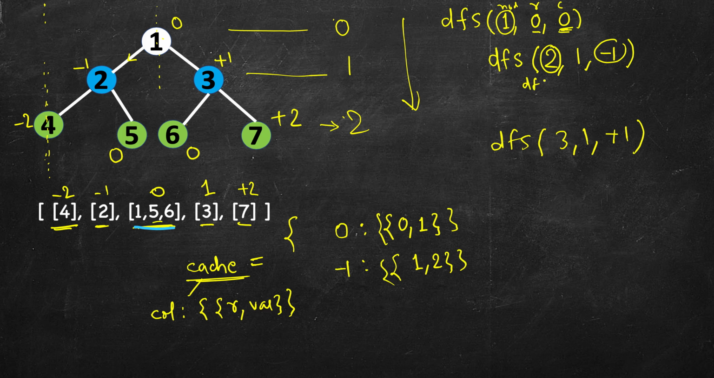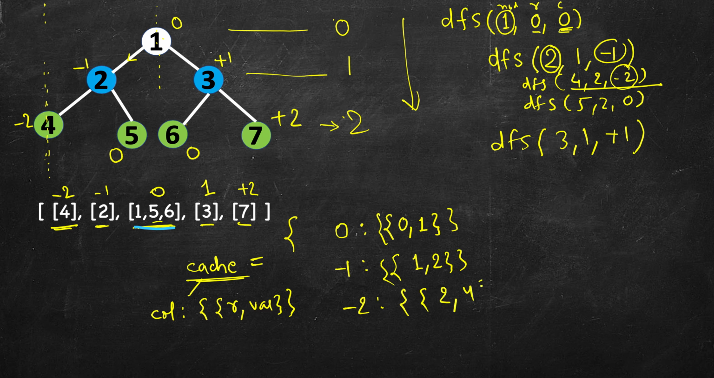Then this will call DFS on 4, row number 2, column number minus 2, and DFS 5, row number 2, column number 0. So in this call, we will check whether minus 2 is present or not. It's not present, so we will insert it, row number 2, value 4, and then 0. 0 is already present, so we just append it, row number 2, value 5. And then we come here, plus 1 is not present, 1, 3. Then this will call for 6 and 7.